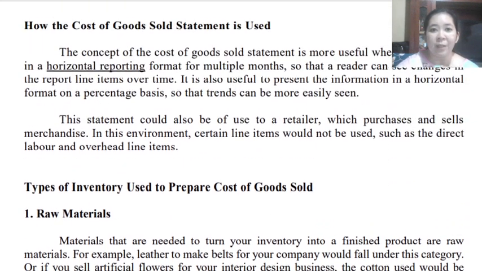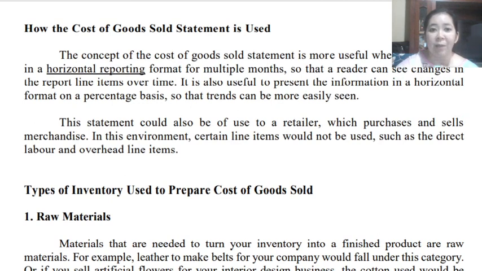Okay, so we will continue with the discussion on the types of inventory used to prepare cost of goods sold in the next video lecture.